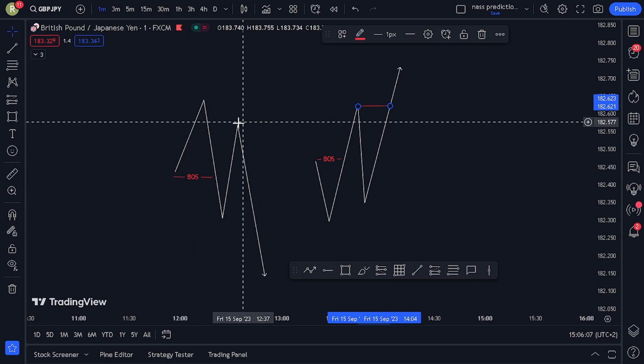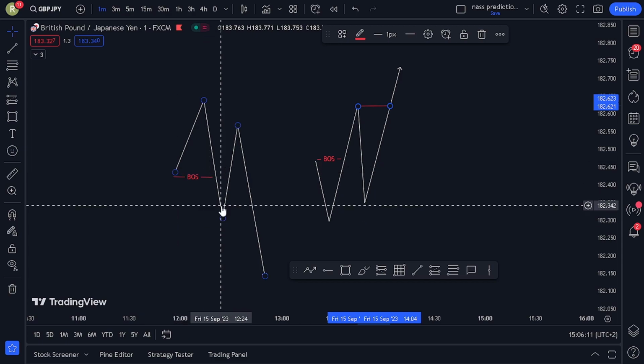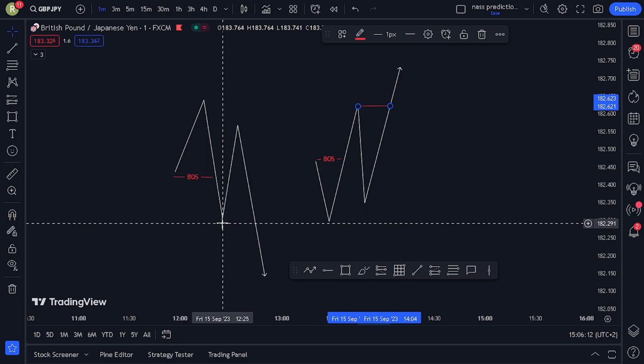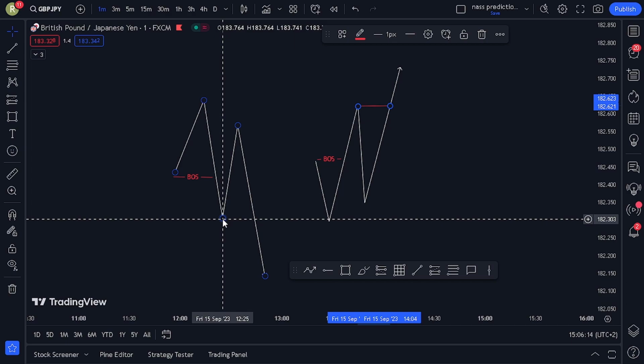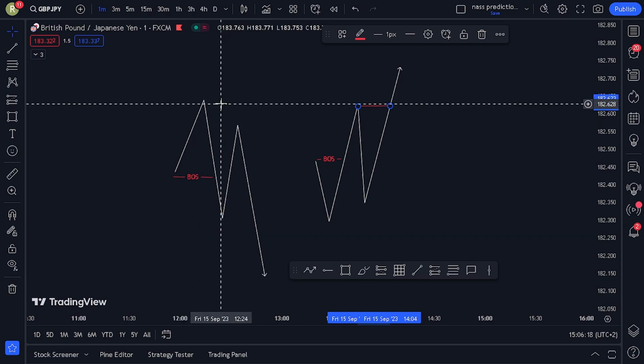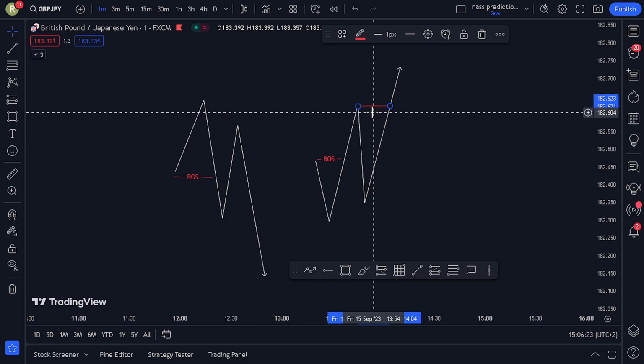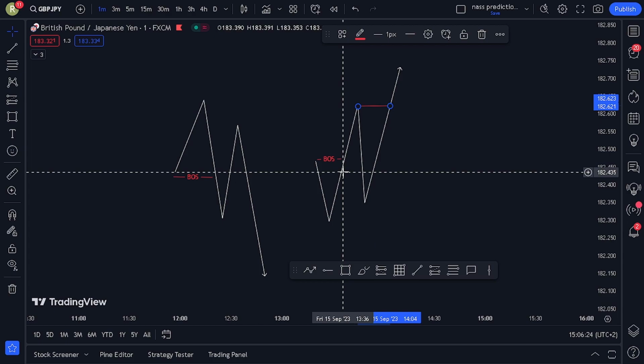So break of structure to the downside, as we can see, we have a low right there, and you can see the market push right through the low, and the high was lower than the previous high. So the market shifts to a downtrend. As we can see here, the market shifts to an uptrend. So how can we enter based off a break of structure in the market?